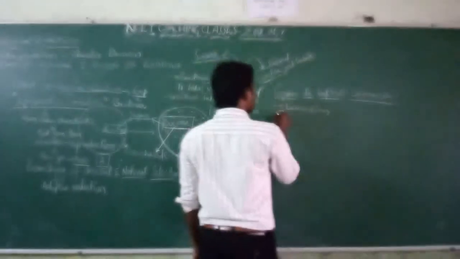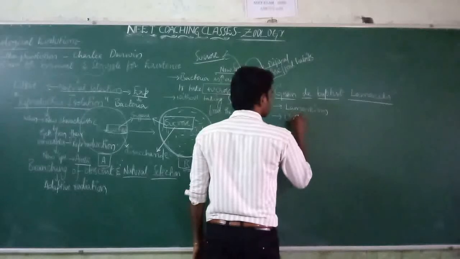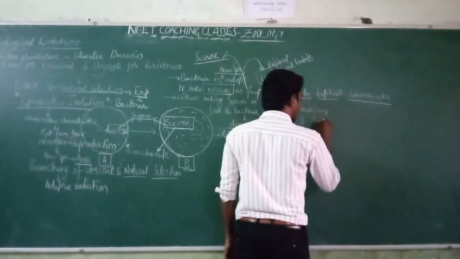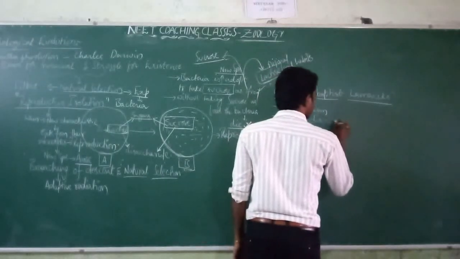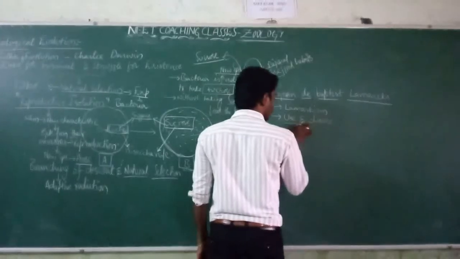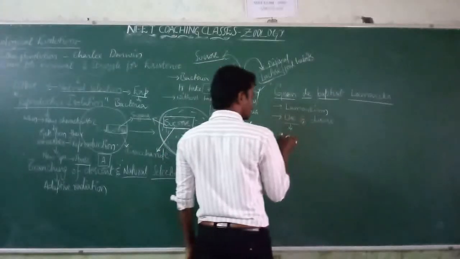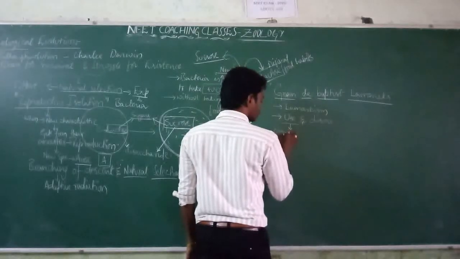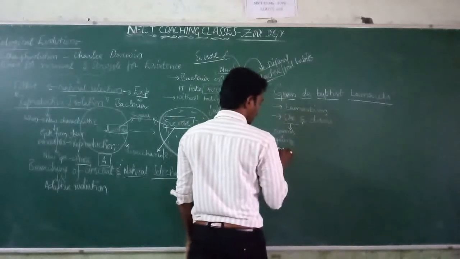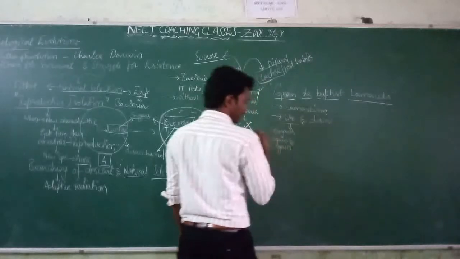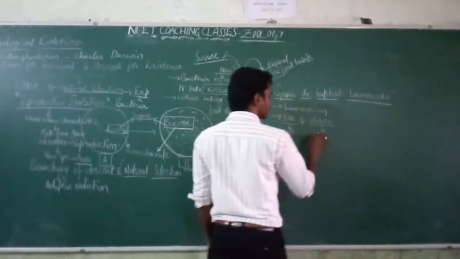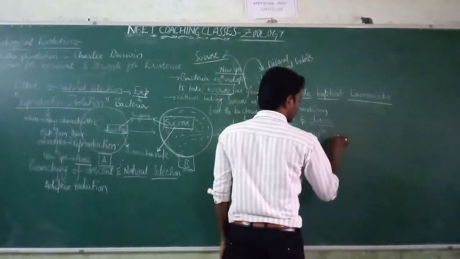Here, Lamarck proposed the evolution of new organisms based on use and disuse. Use in the sense of what? Use in the sense of using the organs again and again, more and more. Disuse in the sense of what? Organs were there but not used.